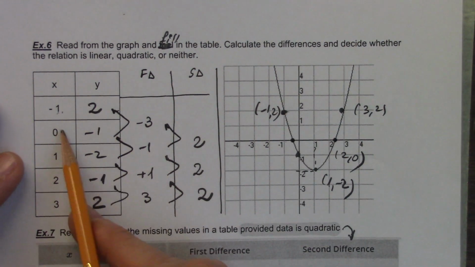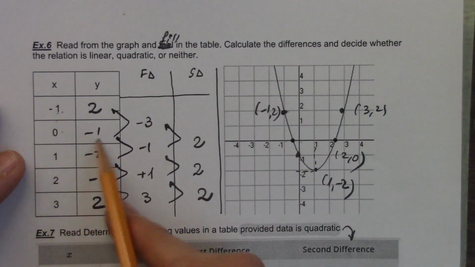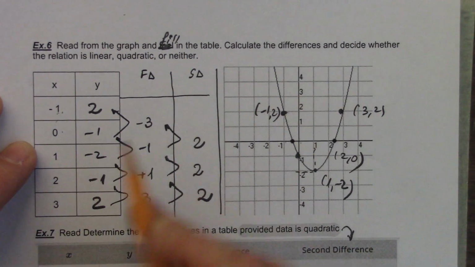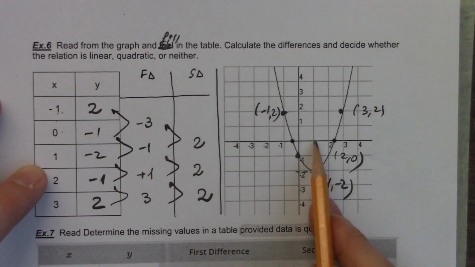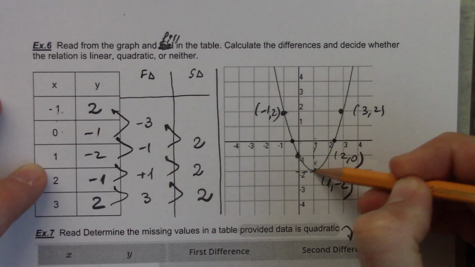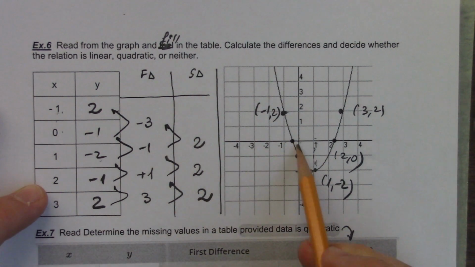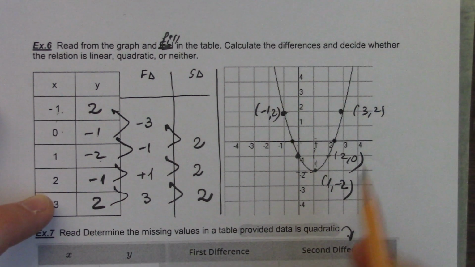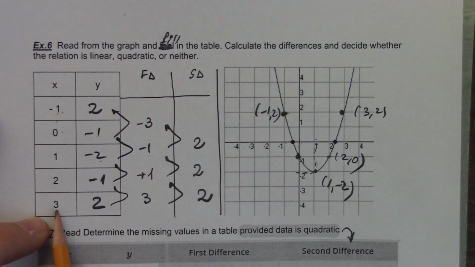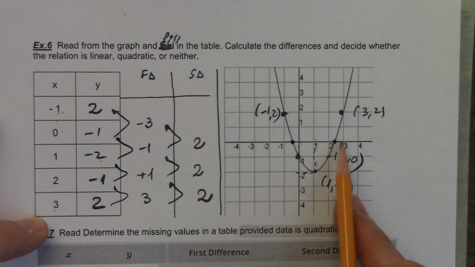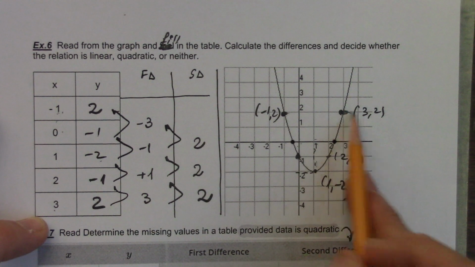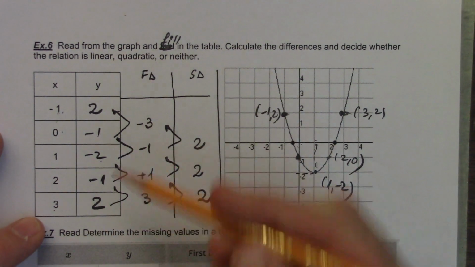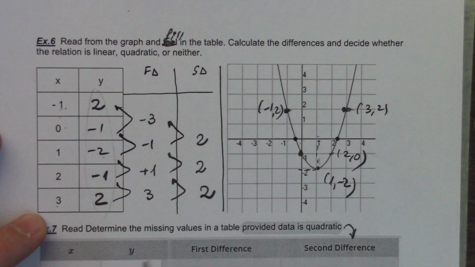So in this case, it's 2. Going to the x value, finding the y value on the parabola. In this case, it's negative 1. Going to the x value, 1. Finding the y value is negative 2 is here. Going to the x value, 2. Finding the y value is negative 1 here. Okay. Going to the x value, x. Finding the y value is up here is 2. Okay. That gives me my y values here.